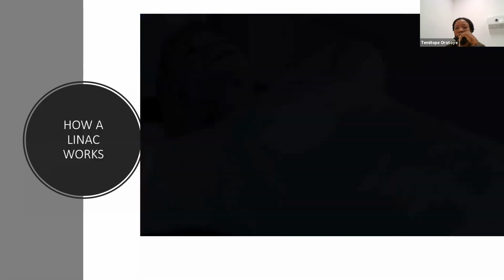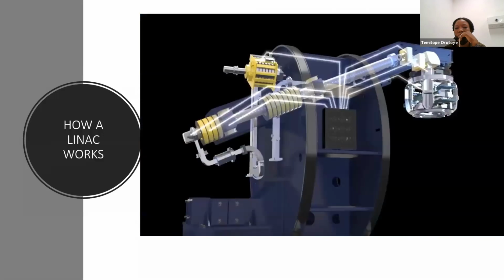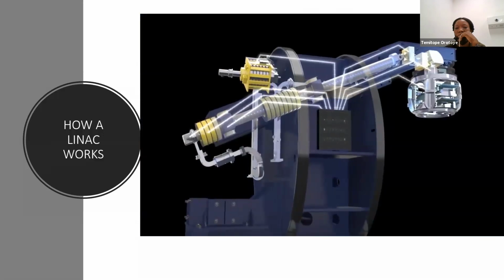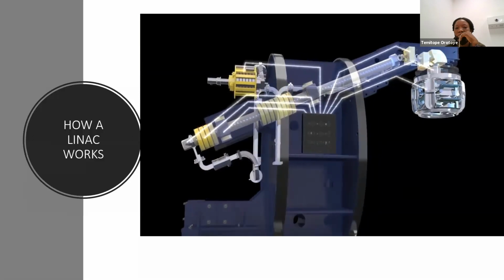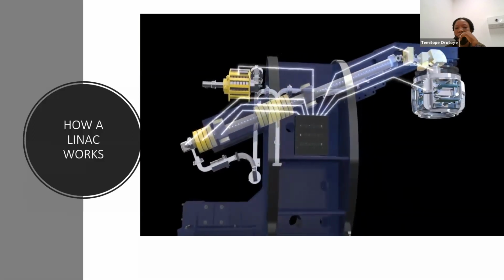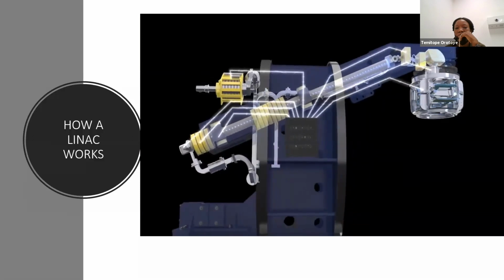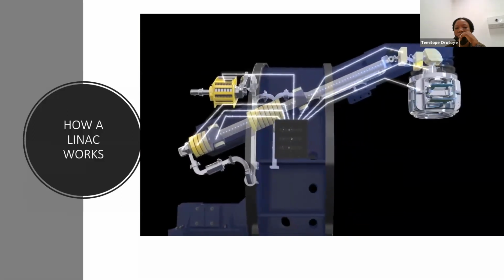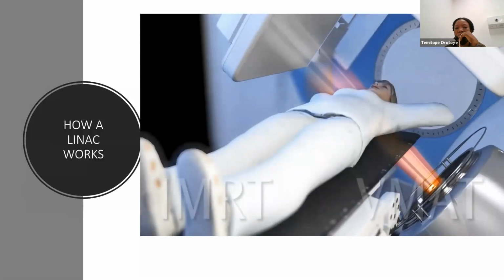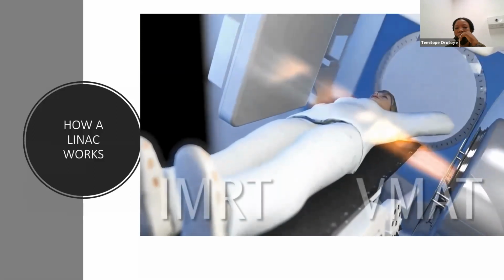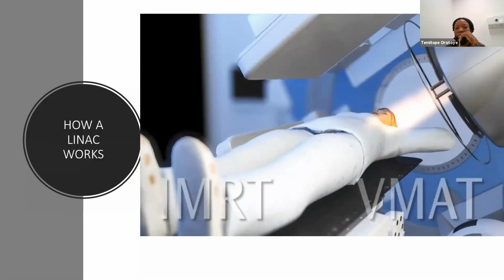LINAC control. One computer system controls both the LINAC and the multi-leaf collimator. This eliminates dosimetric errors due to communication delays. It also ensures synchronization between the delivered dose and the multi-leaf collimator position, allowing complex deliveries such as intensity-modulated radiation therapy and volumetric modulated arc therapy.